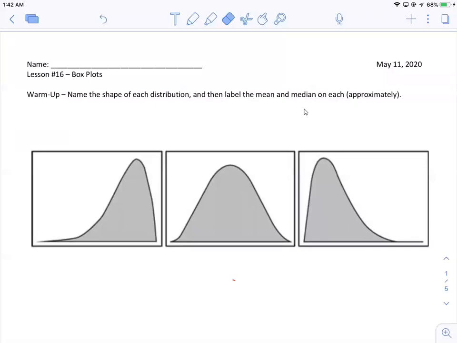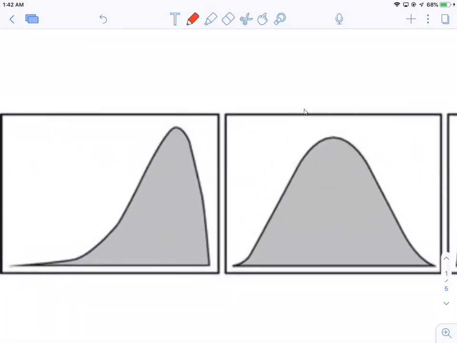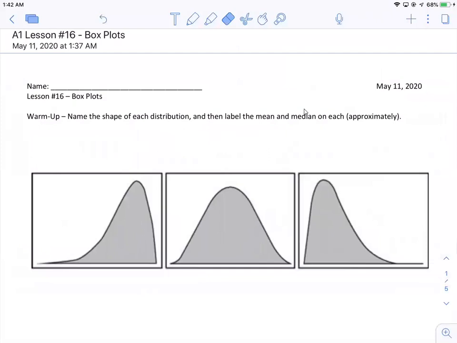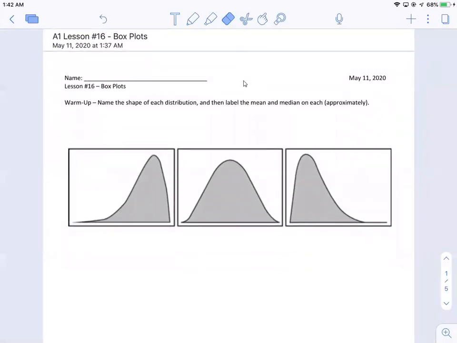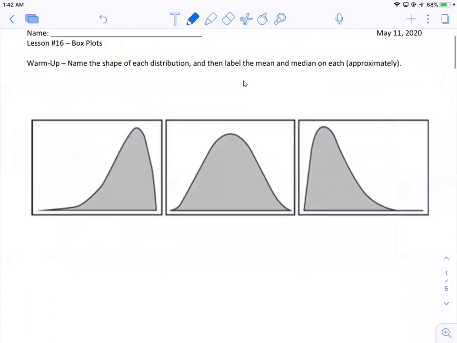All right, so as a quick review for this warm-up, why don't you guys name the shape of each distribution, and then label the mean and median on each approximately. So for example, if you think the mean is going to be here, put that as the mean. If you think the median is going to be there, put that as the median, right? And then label it on the diagram. It doesn't have to be exact, right? Just kind of where you think they're going to be. The biggest thing is just knowing whether the mean or median is going to be bigger based on the way the distribution looks, right? So go ahead and pause the video and try this warm up.